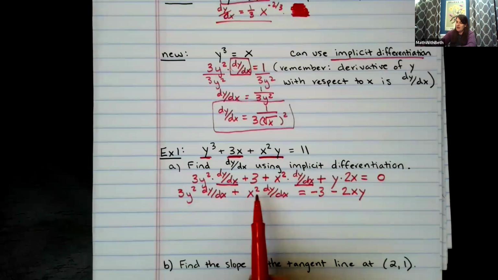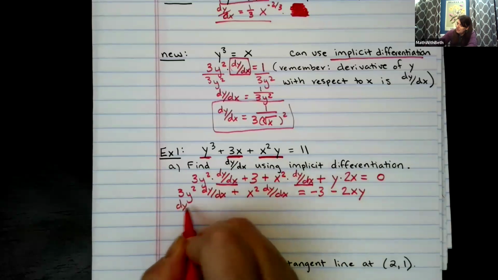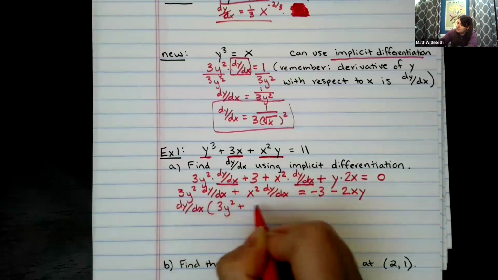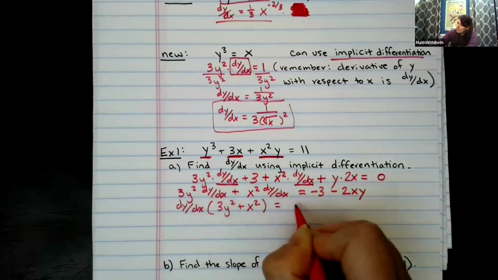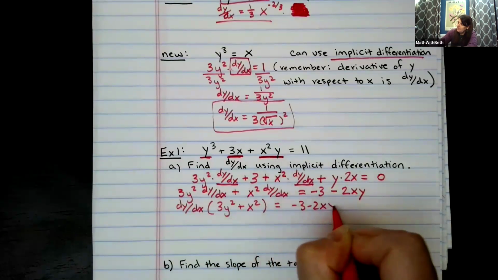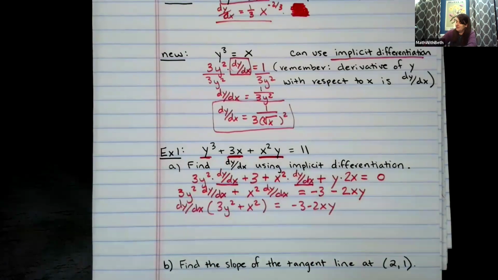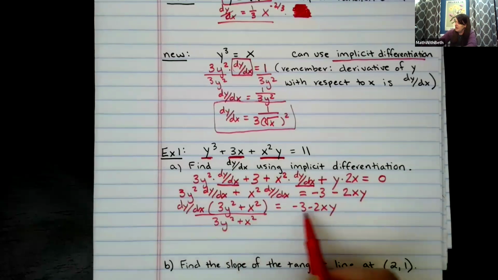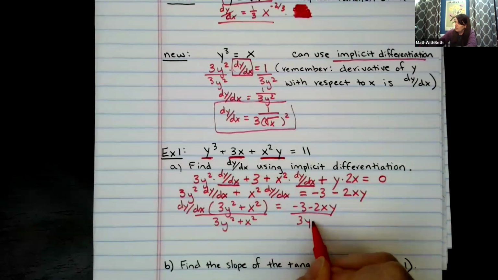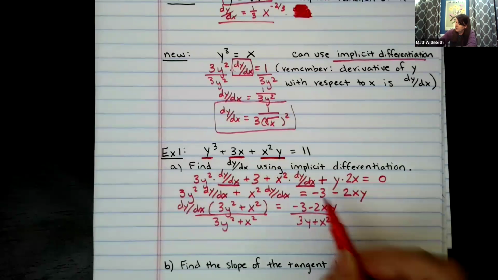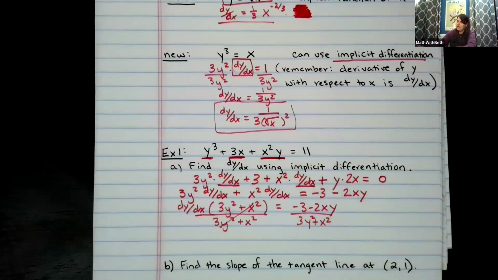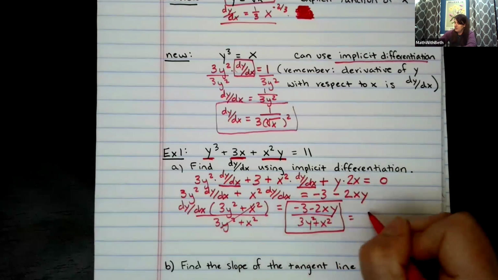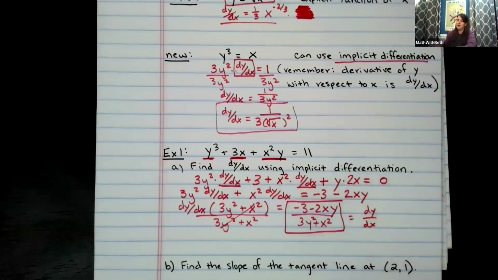The reason you would do that is to now isolate the dy dx by first factoring it out since both of these terms have it. And then dividing by the 3y squared plus x squared to get it finally all by itself. So this is my final answer. So this is dy dx.